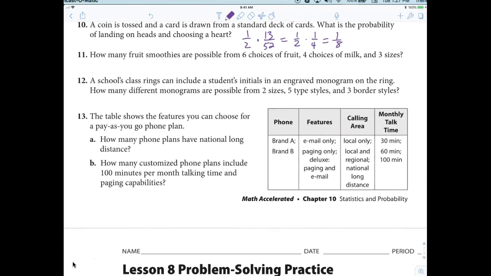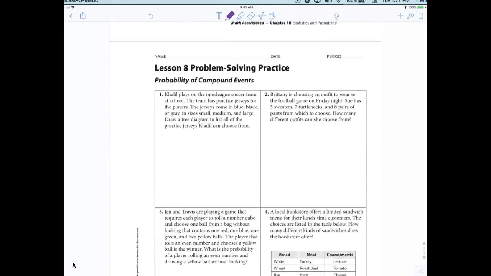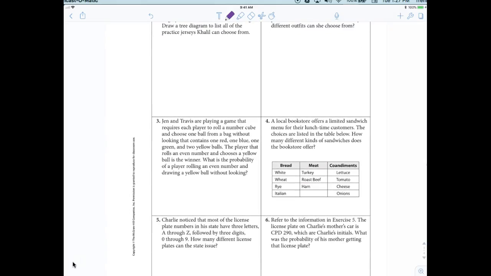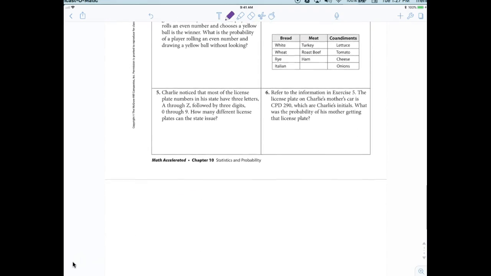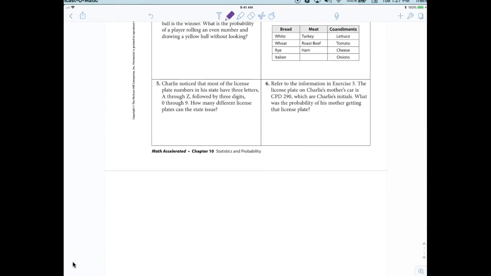How many fruit smoothies are possible from 6 choices of fruit, 4 choices of milk, and 3 sizes? 72, right? Again, I would hope that you would write 6, 4, 3, 72. All right, so your job tonight is to try 12, 13, and then try the ERB questions 1 through 6. I'm going to take a look at your homework tomorrow. Make sure you did a good job.